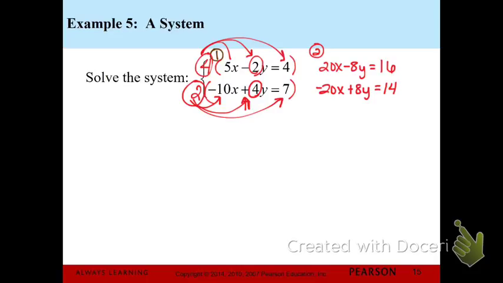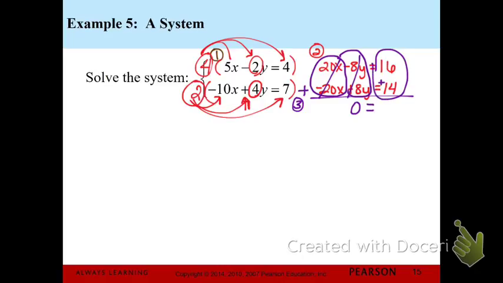Alright. Step 3 says to add them together. So what is 20x minus 20x? 0, cancels. What is negative 8y plus 8y? Cancels. So I have a 0 on that side, don't I? But what is 16 and that's a positive 14. So what is 16 plus 14? 30. Not true. All my variables disappeared.